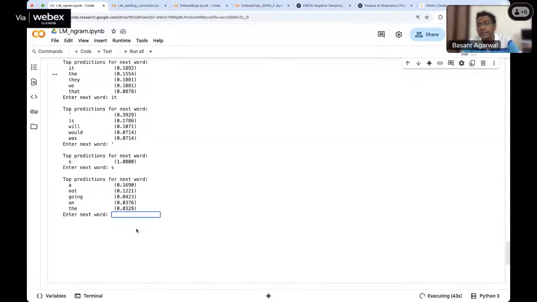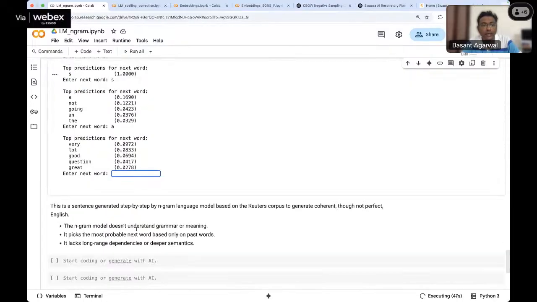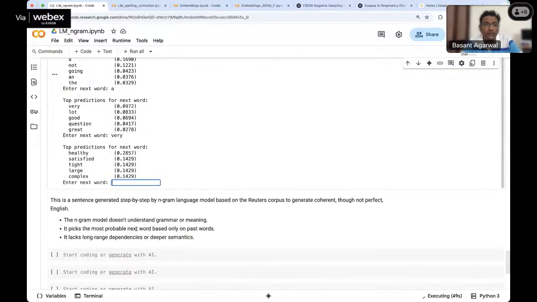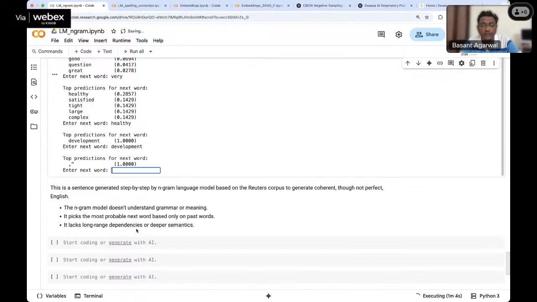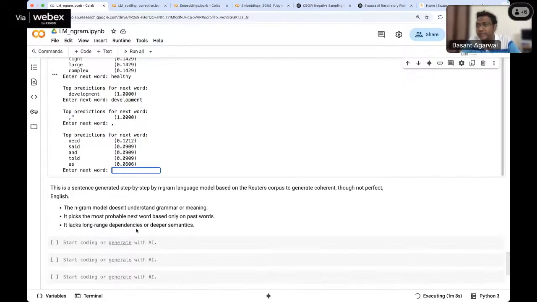So again, it is suggesting to type a. I type a and then very. So it is based on the sentences. It is giving options based on the previous words. So it is suggesting healthy. So I just write healthy, development, and then comma. And then, so it is based on the data.